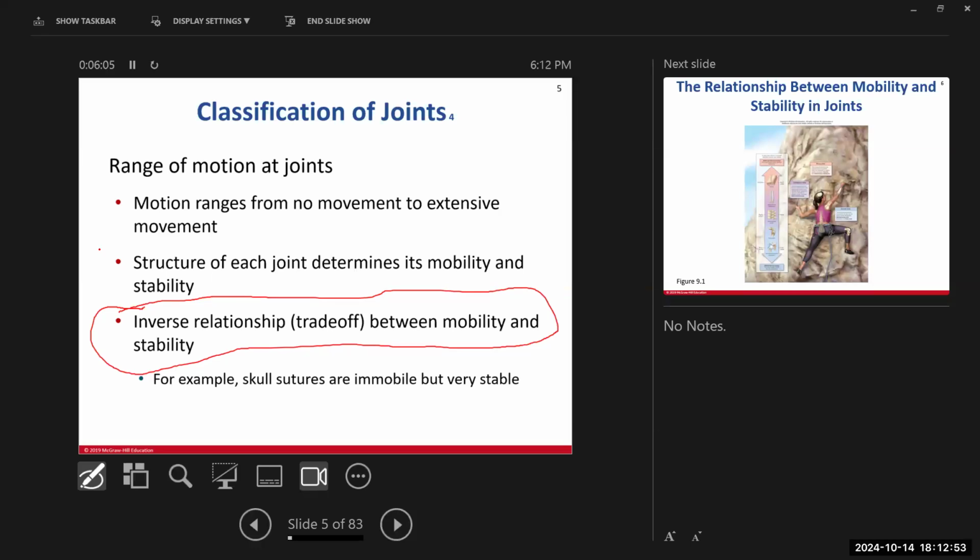So think about it. They're highly stable. They don't move around really. There's a little bit of slight movement, but hardly any. And so they're highly stable, low mobility.